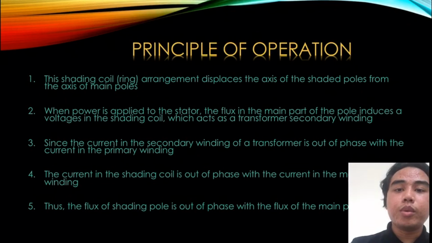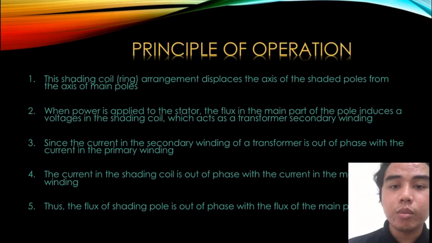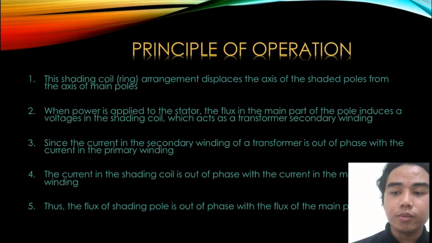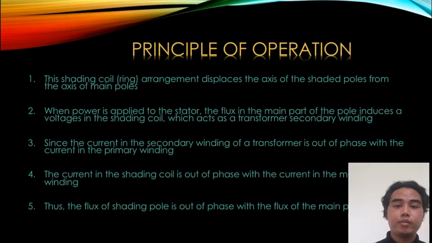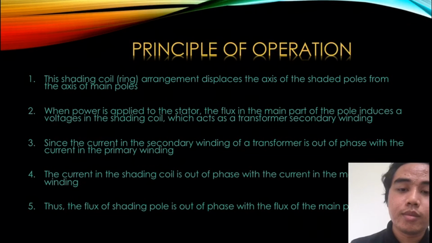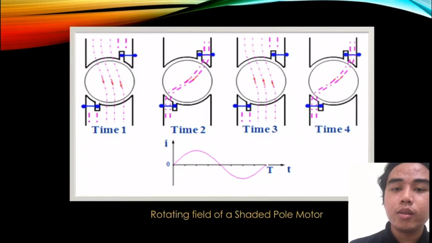So let's talk about the principle of operation. This shading coil arrangement displaces the axis of the shaded poles from the axis of the main poles. When power is applied to the stator, the flux in the main part of the pole induces a voltage in the shading coil, which acts as a transformer secondary winding. Since the current in the secondary winding of a transformer is out of phase with the current in the primary winding, the current in the shading coil is out of phase with the current in the main field winding. Thus, the flux of the shading pole is out of phase with the flux of the main pole. This is the rotating field of the shaded pole motor.